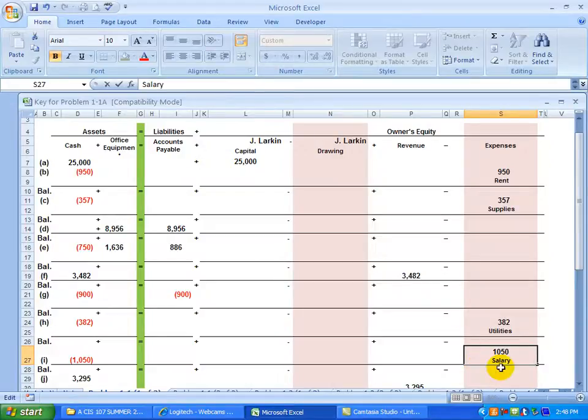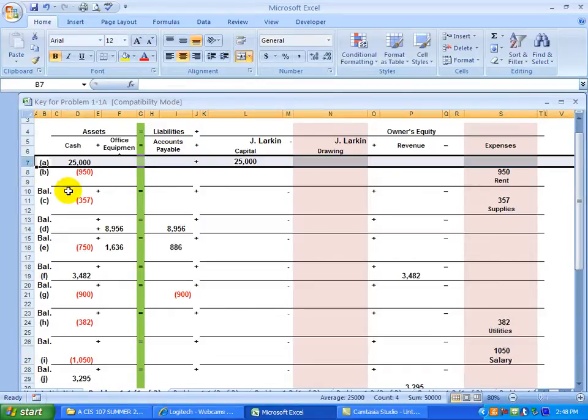And I'm just making a correction down here for later. Okay, so I'm going to look at transaction A. Notice that there's an equal sign here. Assets equals liabilities plus owner's equity.